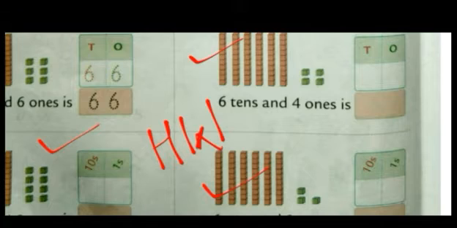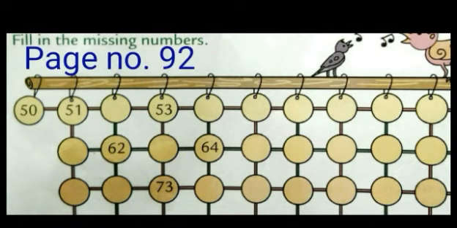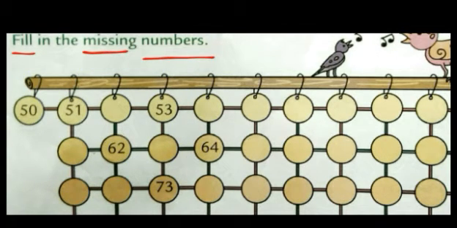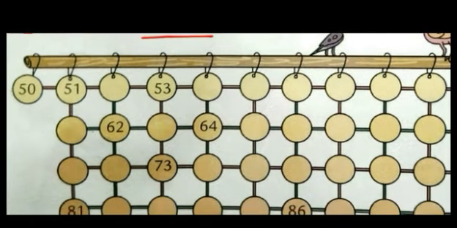This type of questions we have already started in chapter number 1. Now scholars, I would like all of you to open page number 92. Fill in the missing numbers. Numbers from 50 to 100 are given here. We need to fill the numbers and complete the counting. Starting from 50.